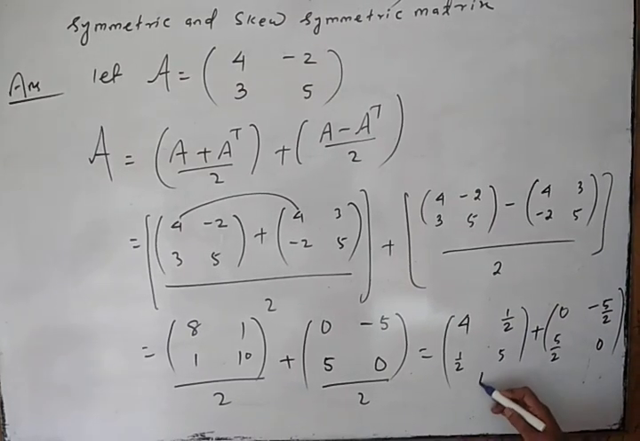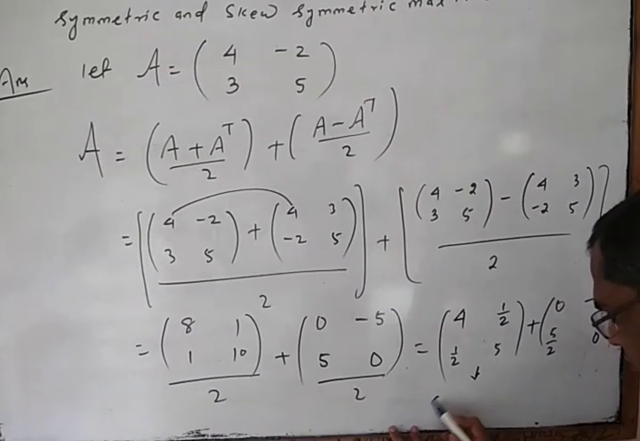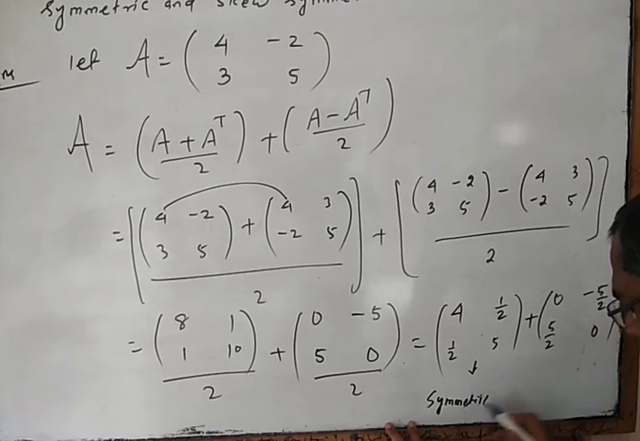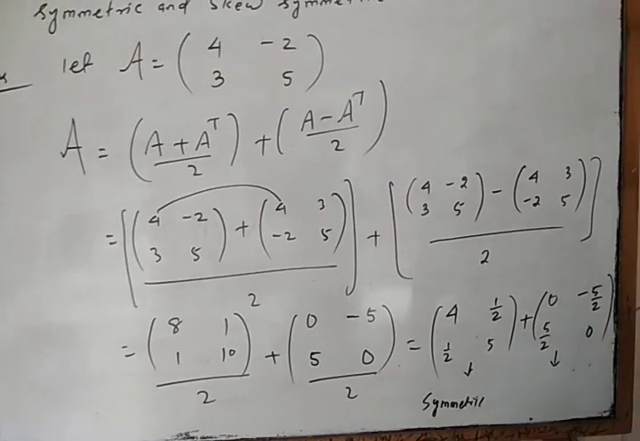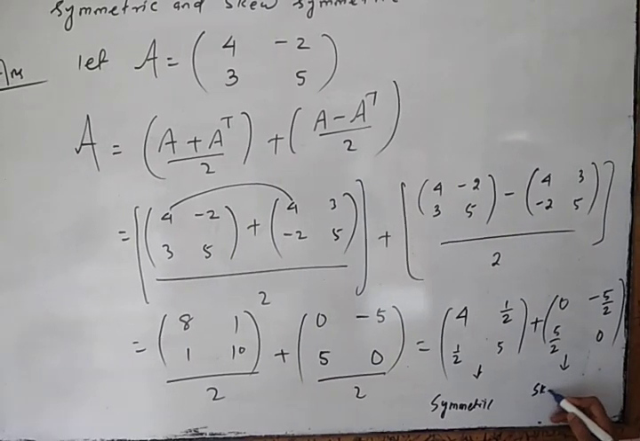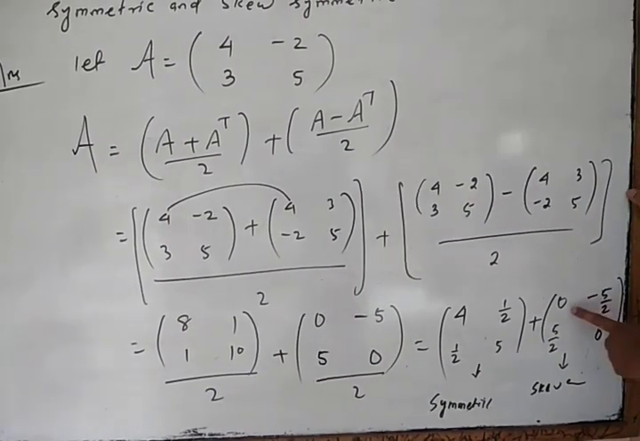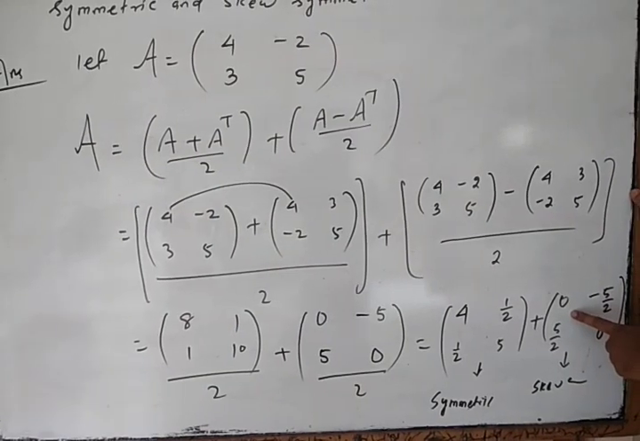So clearly this is a symmetric and this one is a skew symmetric. How can you know it is a skew symmetric? The diagonal elements of a skew symmetric matrix must be 0.